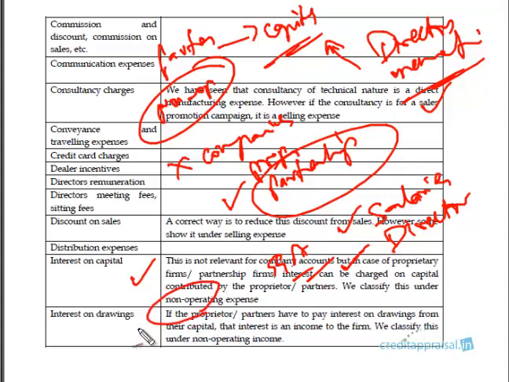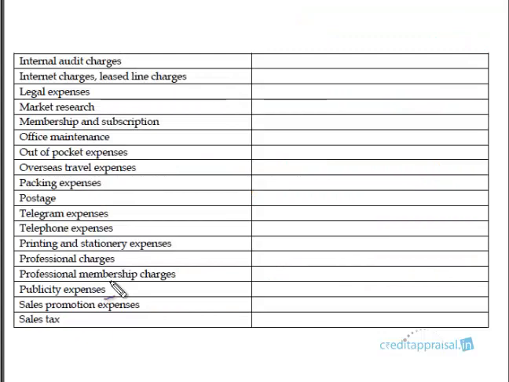Similarly, interest on drawings will be a non-operating income to the company. So if the partner has withdrawn some amount and the firm levies certain interest on the drawings, that will be a non-operating income to the firm. So all these charges, the explanation is not given because it is self-explanatory.